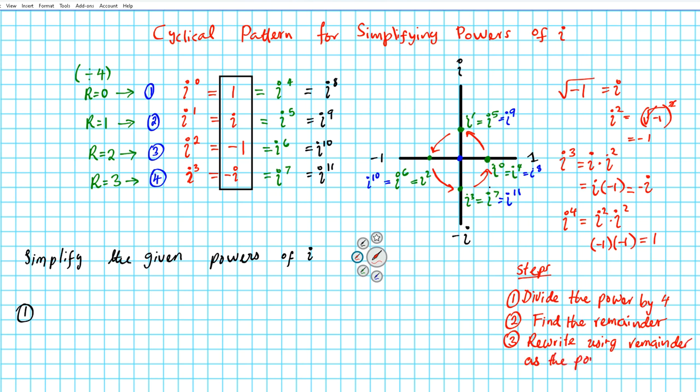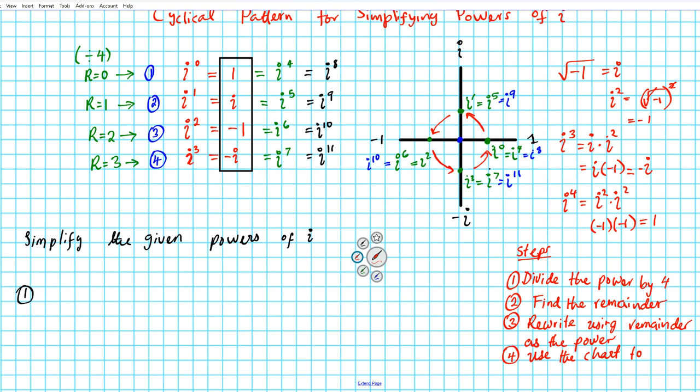When you use the remainder as a power, you're guaranteed to be between 0 and 3, okay? Because you can't go more than remainder 3 for multiples of 4. And then when you're done rewriting using the remainder as a power, then you use the chart to simplify. All right, so let's take a look at some examples using these steps.